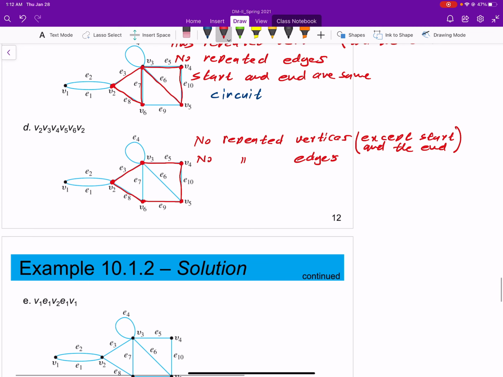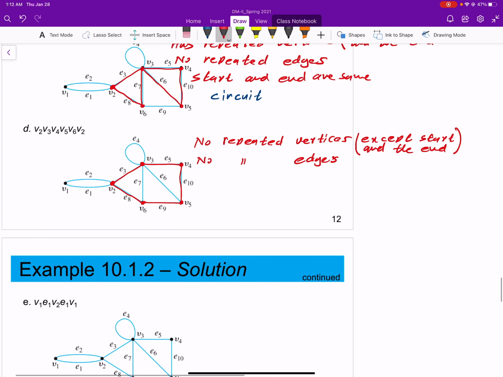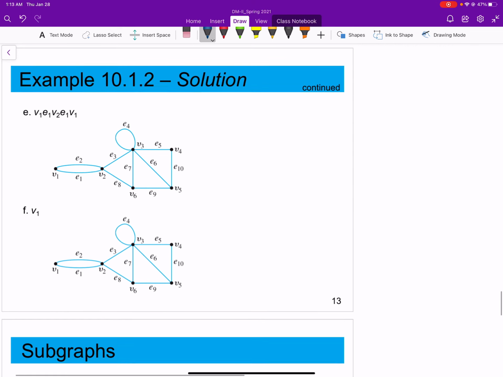All right, so this does not have repeated vertices, no repeated edges, so that is a simple circuit. Okay, it's a simple circuit. And then go to the last two parts.